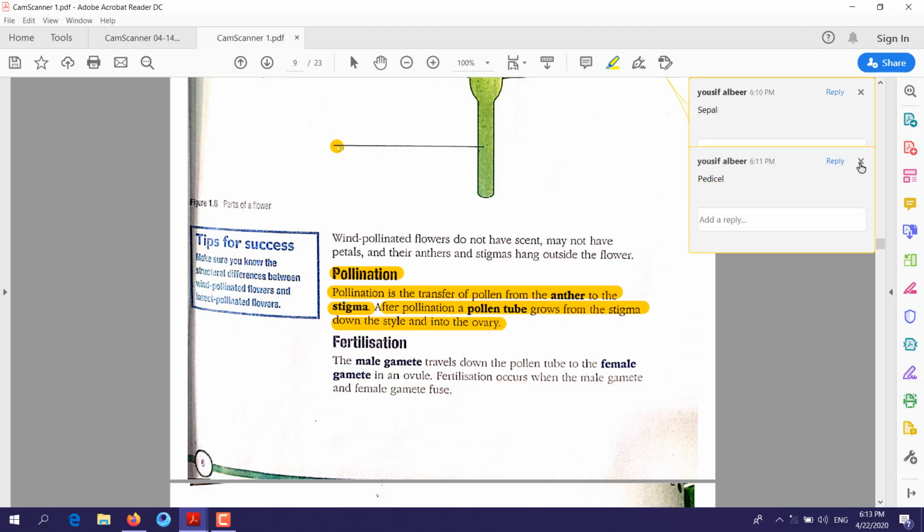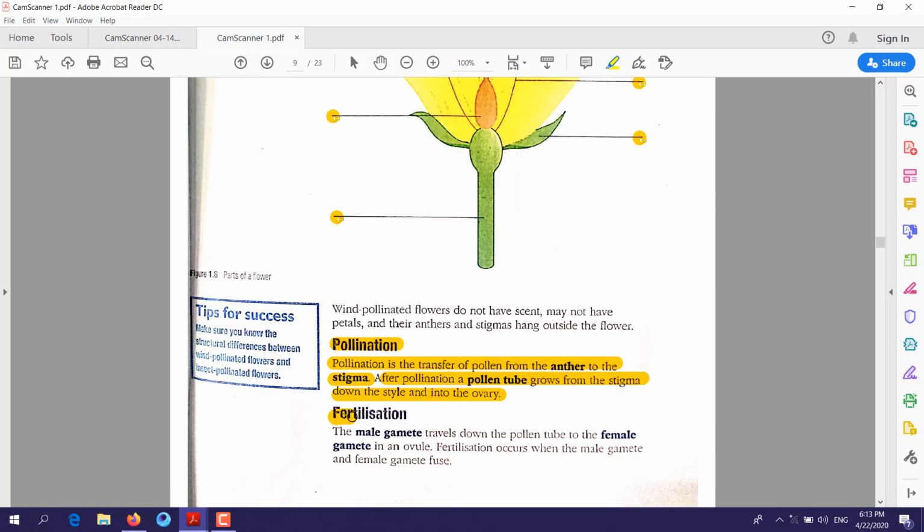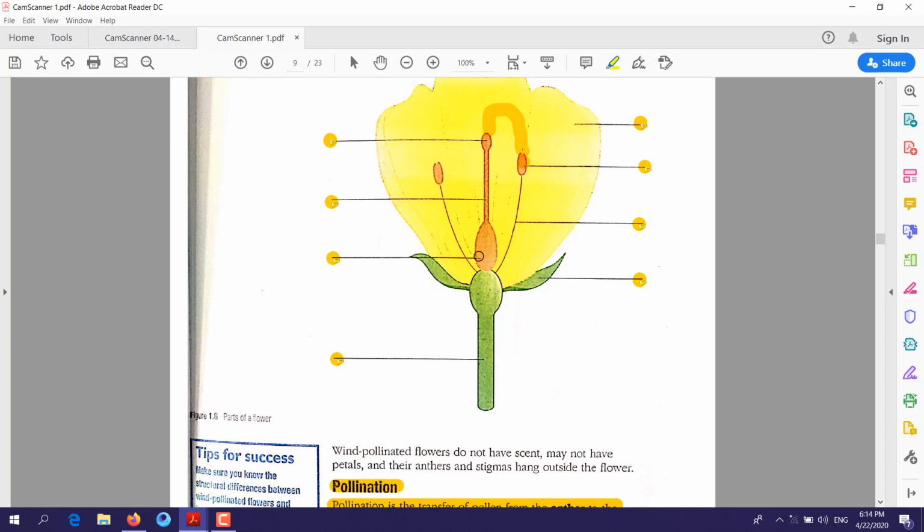Now, next step, what will happen after pollination and after forming the pollen tube? The next step we call fertilization. Fertilization, what's fertilization? Inside the ovary there is another part, we call it the ovule. The ovule has the female gamete in it. Pollen has the male gamete in it.